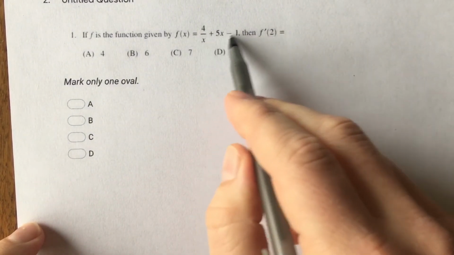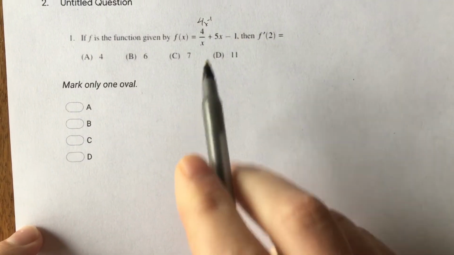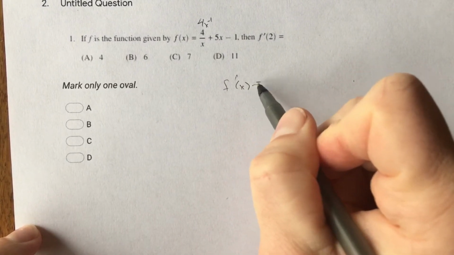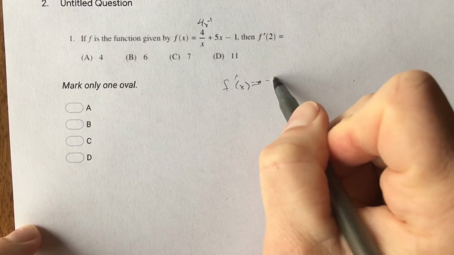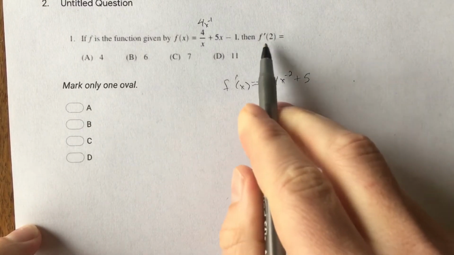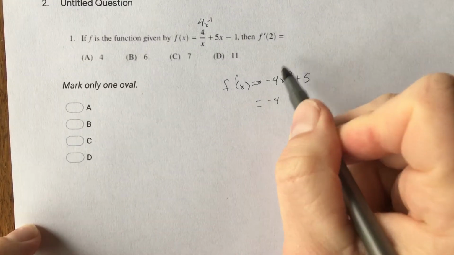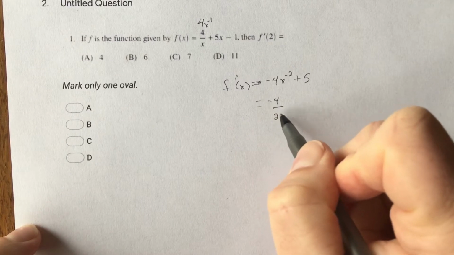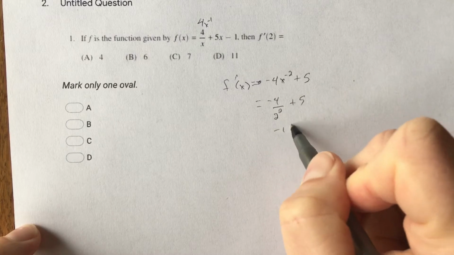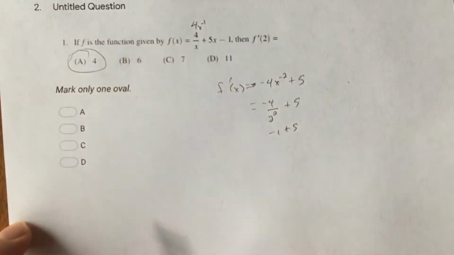So just some basic derivative stuff would probably help to rewrite that as 4x to the negative 1. And so then when we take the derivative, it's going to be negative 4x to the negative 2 plus 5. And then they want us to put 2 in there, so it's going to be negative 4 times, this negative 2 means it flips over, so we'll have 2 squared, plus 5. So this is negative 1 plus 5, which gives us 4. And so we end up with A as the answer for that one.